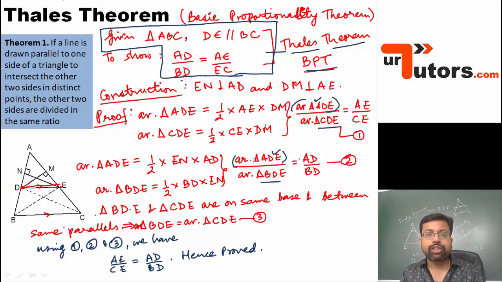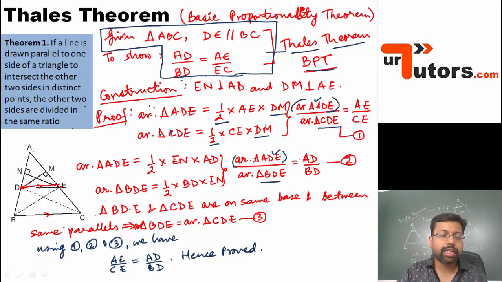Now take a ratio of these two areas. So you have area of triangle ADE divided by area of triangle CDE is equal to AE by CE. Why do you get AE by CE? Because this half gets cancelled out, the DM gets cancelled out. So you get AE by CE. We call this equation 1.